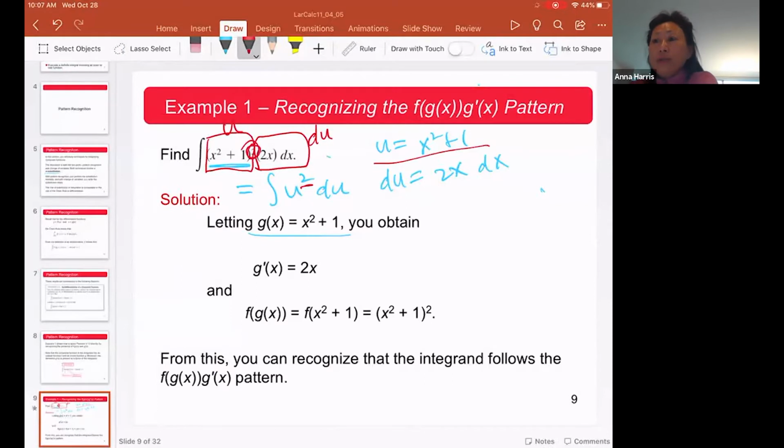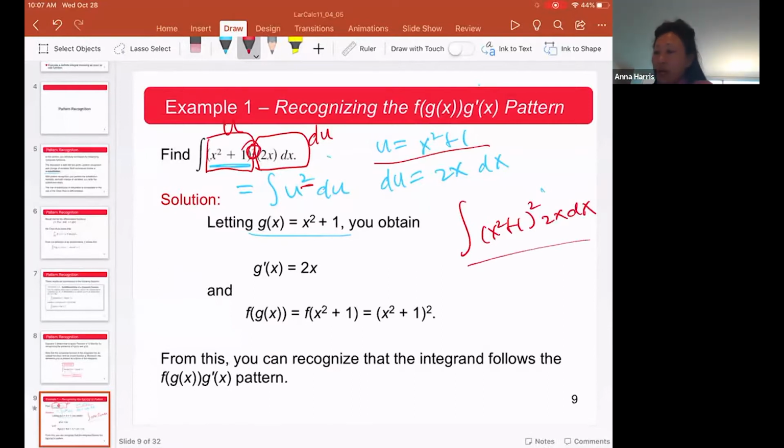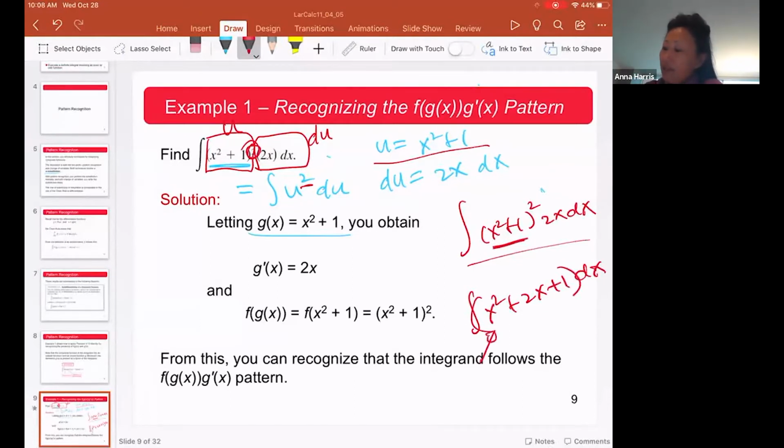Then you know what to do with u squared. When you look at this problem, x squared plus 1 to the second power times 2x dx, you cannot just use a regular power rule, because you have to have the derivative of the inside. This is different from a problem where you can take the antiderivative of each individual term. So we cannot do that here.